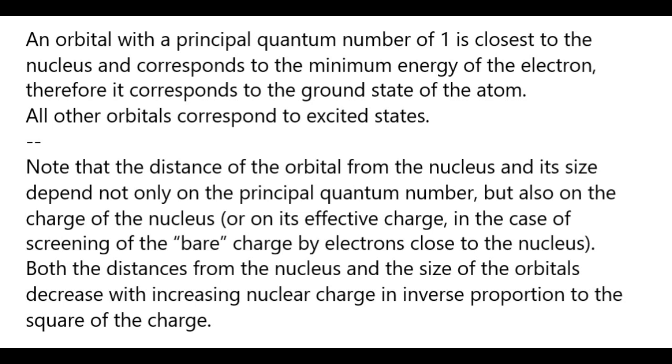Note that the distance of the orbital from the nucleus and its size depend not only on the principal quantum number, but also on the charge of the nucleus, or on its effective charge in the case of screening of the bare charge by electrons close to the nucleus. Both the distances from the nucleus and the size of the orbitals decrease with increasing nuclear charge in inverse proportion to the square of the charge.